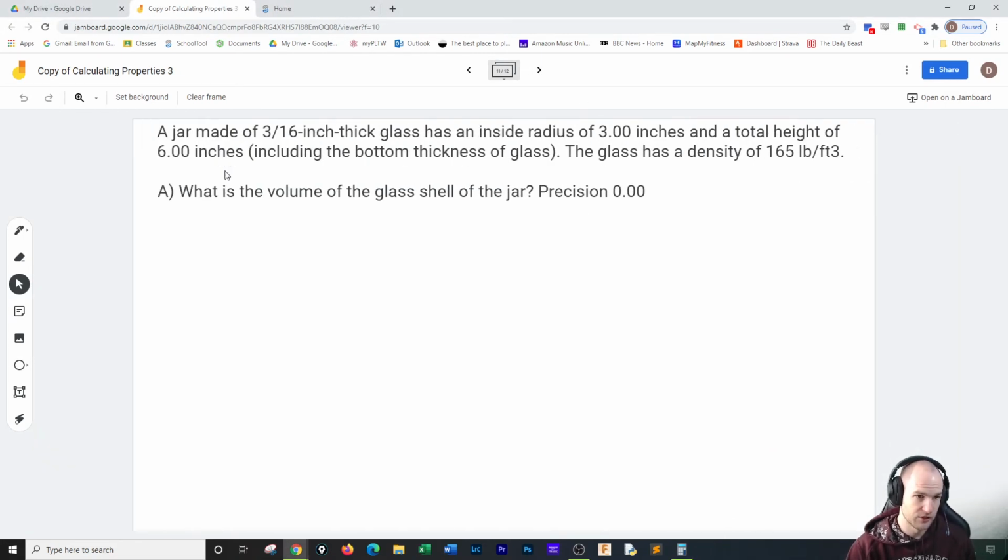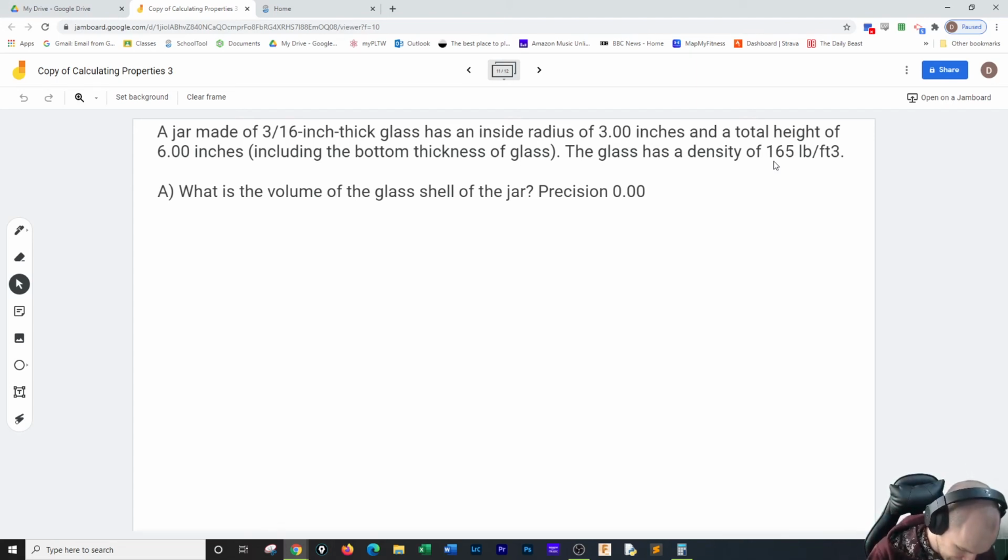And then number 3, this is the hardest question on here. It says a jar made of 3/16 inch thick glass has an inside radius of 3 inches and a total height of 6 inches. So what is the glass density? So the first thing I got to do is figure out the volume of the glass cylinder as a whole, and then the volume of the area that's cut out of it, and subtract them to get the volume of the glass.